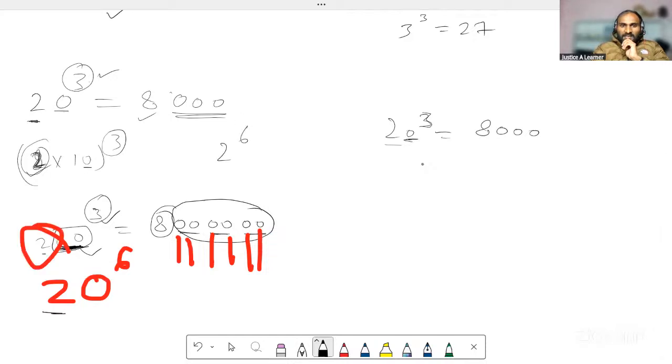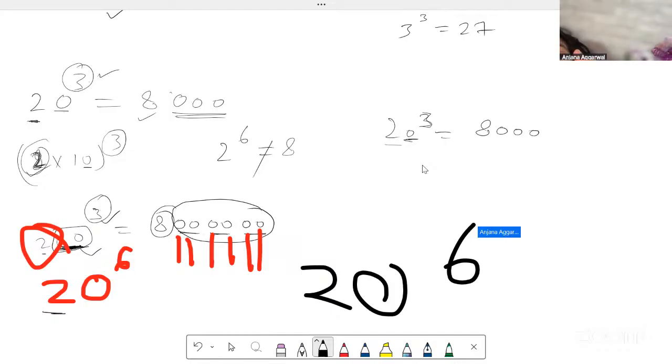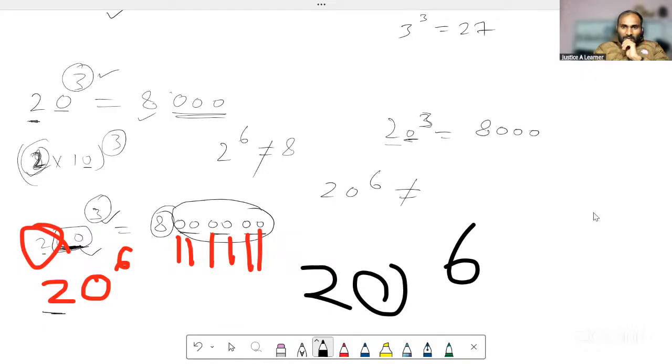2 to the power 6 is not 8. No, 20 to the power. Yes. So if you are going to find 20 to the power, this number is not equal to this number. Oh, okay.